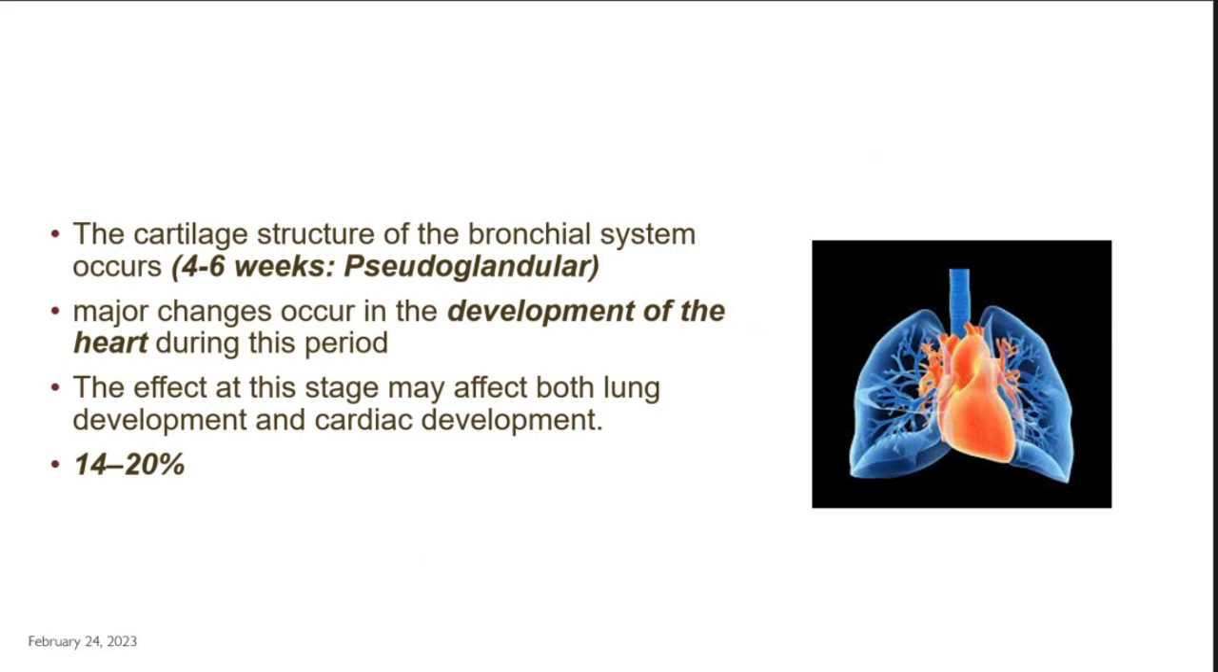The cartilage structure of the bronchial system develops between 4 and 6 weeks of the intrauterine period, and major changes occur in the development of the heart during this period. Therefore, the effect of this stage may affect both lung development and cardiac development.